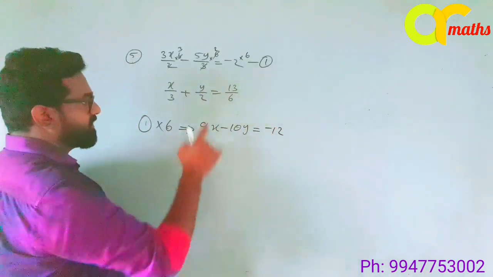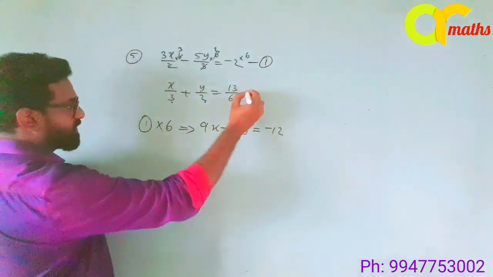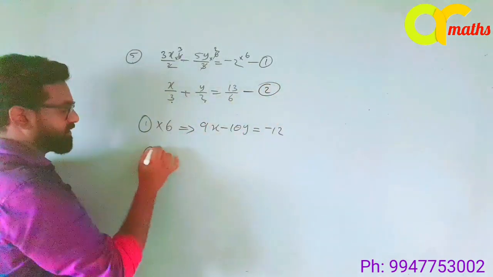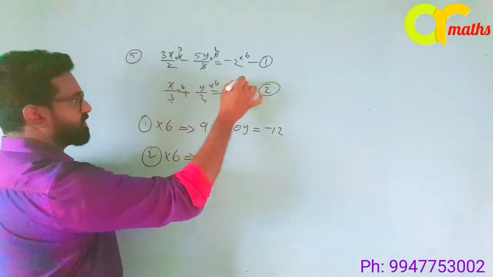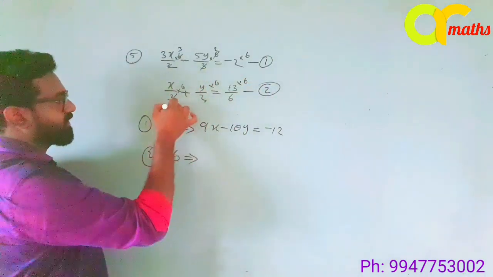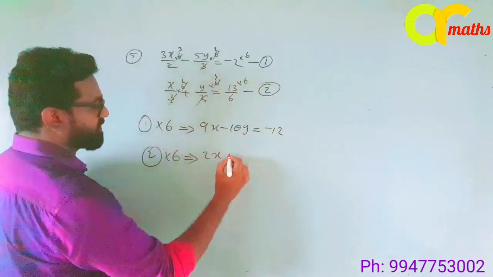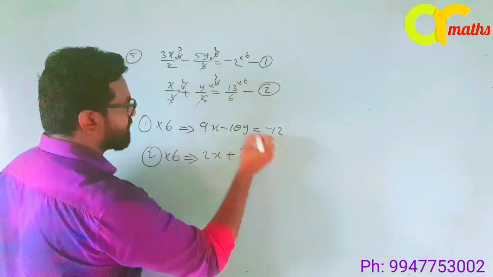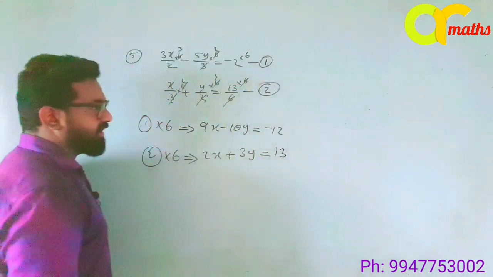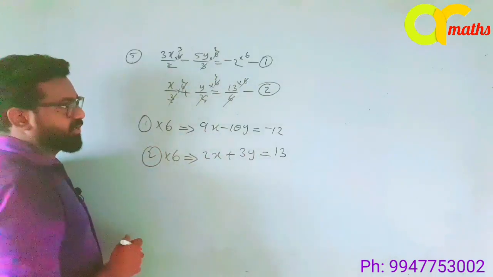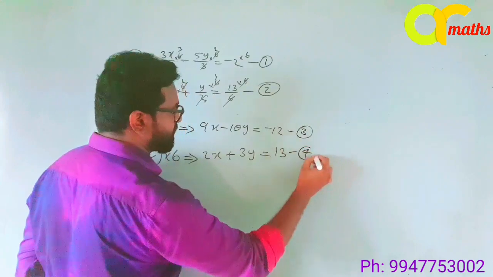Ready? In the second equation, here 3, here 2. What is the LCM of 3 and 2? The second equation multiplied by 6, into 6, into 6, into 6. 3 in 6 is 2 times, so the answer is 2x. Here 3 times 3y, 6 cancel, so 13. You got another two linear equations, the third equation and the fourth equation.